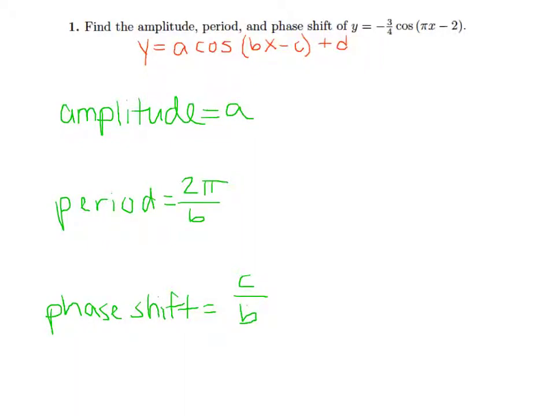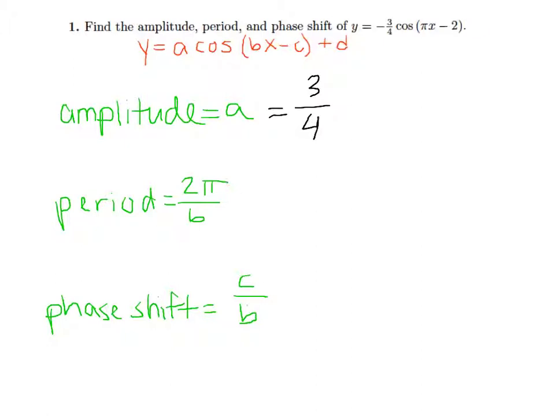Okay, this is problem number 1. It says find the amplitude, period, and phase shift of y equals -3/4 cosine of pi x minus 2. The amplitude is just a in that equation, so a is 3/4. So our amplitude is 3/4.